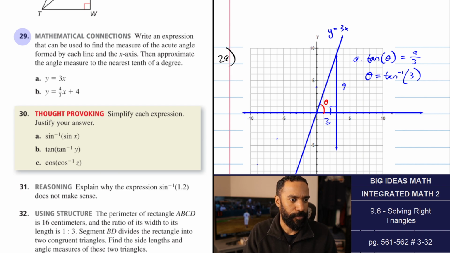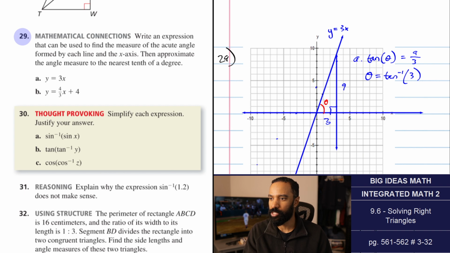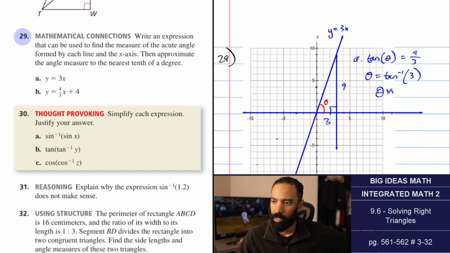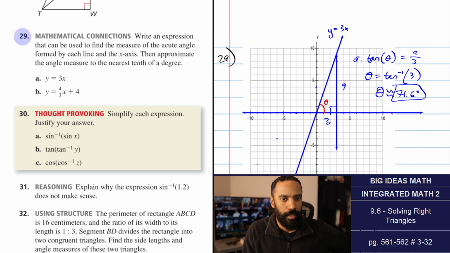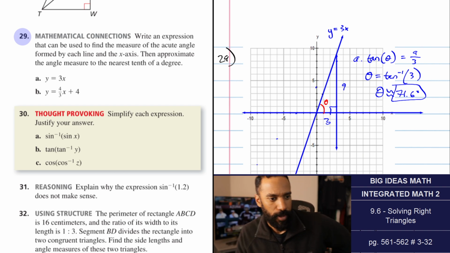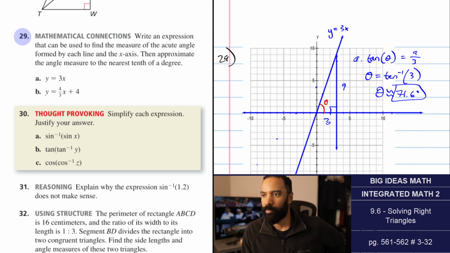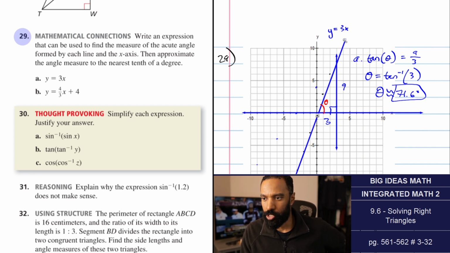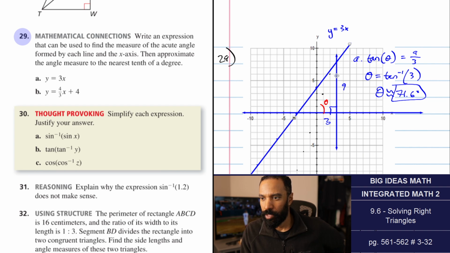So what's the inverse tangent of 3? About 71.6 degrees. Approximate to the nearest tenth. Okay, so that's what we did for part A. Part B, hope you don't mind me just changing this. Normally I'd leave all the record, but you can rewind it if you need to. So I'm going to do this. I need to hit this point now.